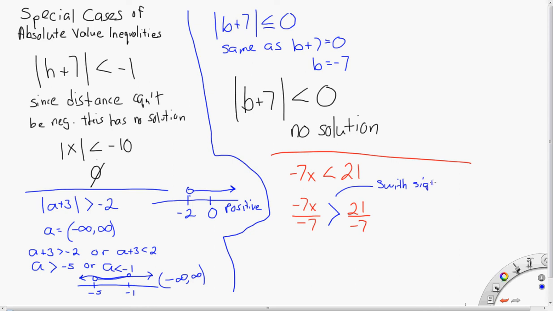Switch sign when you multiply or divide by a negative. So then I will get x is greater than negative 3. So if x is 0, 0 is greater than negative 3. 0 times negative 7 is 0, and this is true.